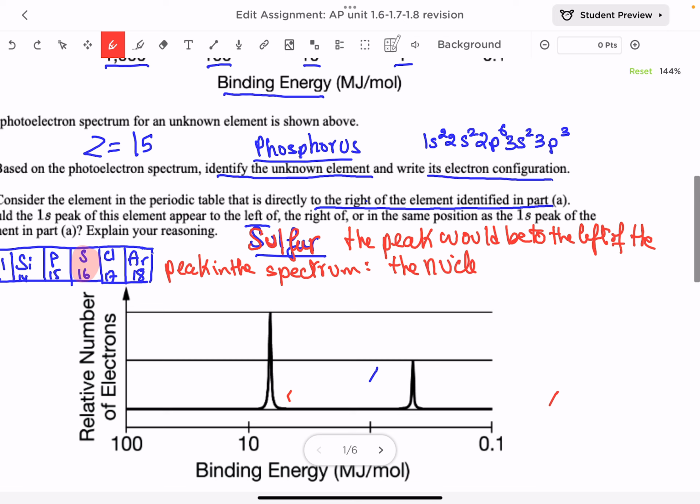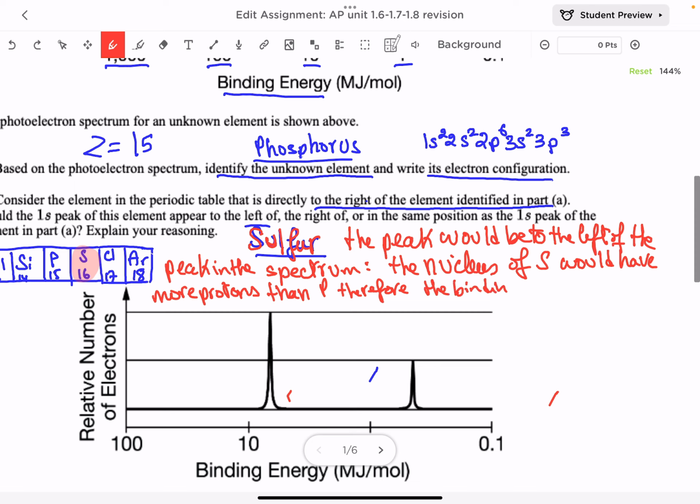The nucleus of sulfur would have more protons than phosphorus. Therefore, the binding energy and the effective nuclear charge will be higher. Okay?